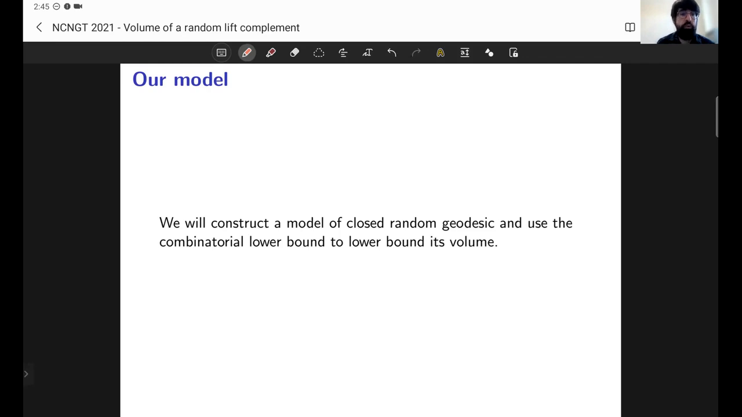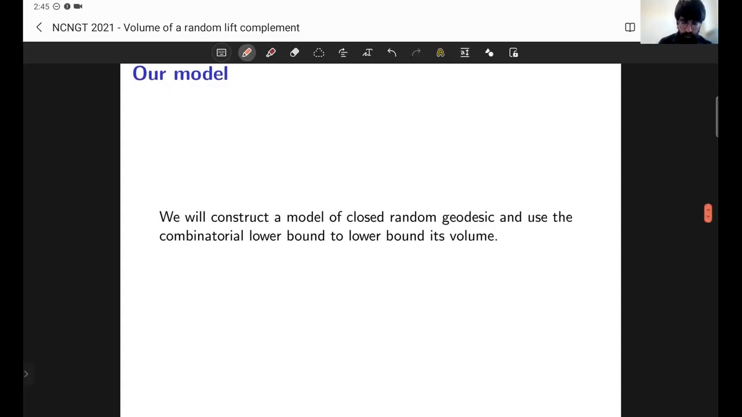There are many ways to produce a random closed geodesic. Here's one way to do it. So what we will do is construct a model of a random closed geodesic, and we will use this combinatorial lower bound that was given by Rodriguez-Migueles to give a lower bound for the volume of the corresponding canonical Lefschetz complex for this random closed geodesic.